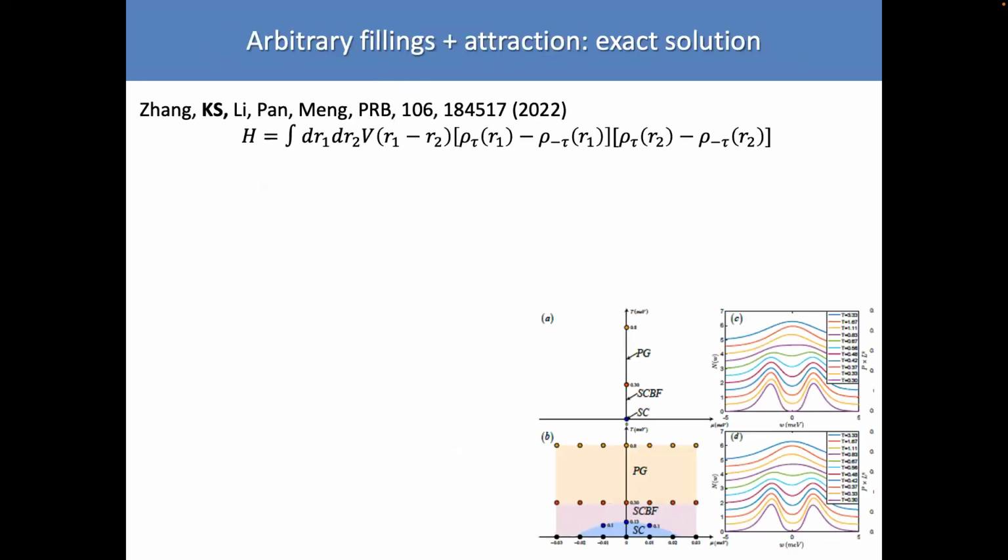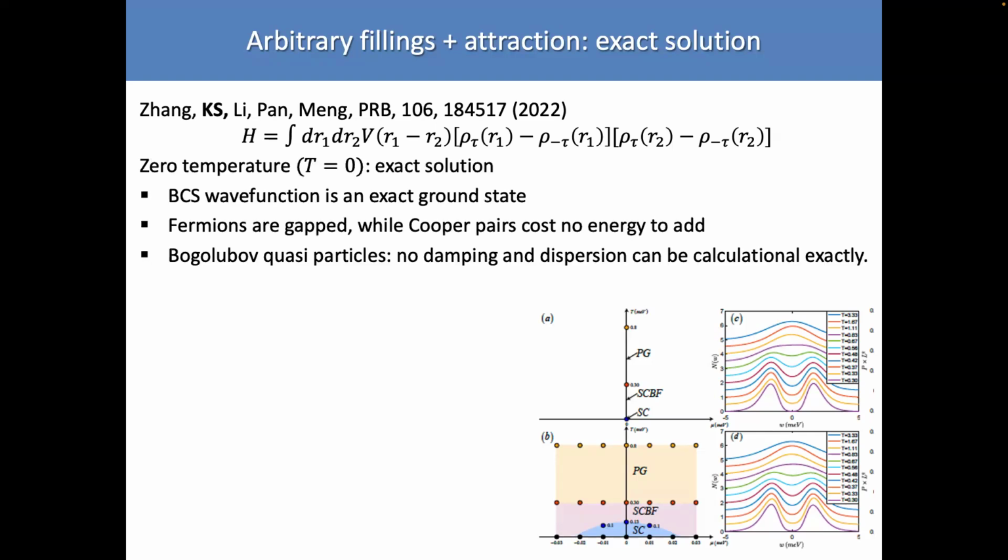Okay. And if we flip the sign of the interaction and make the interaction attractive, then again, exact solutions exist at zero temperature. Here for attractive interactions, it doesn't really matter whether it's short range or long range. And to make things even better, if we flip the sign and make the interaction attractive, the filling actually can be arbitrary. We don't need the integer filling anymore. For any filling, we can find the exact solutions. And the exact solution is actually very simple. The exact solution for the ground state is just a BCS wave function. And for excitations, it's just Bogoliubov quasi-particle theory.